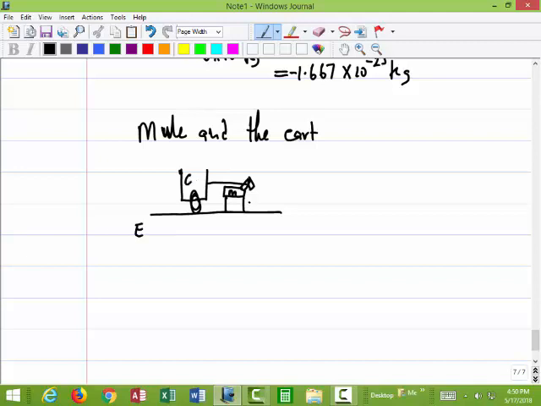So as the mule is walking, the Earth pushes on the mule. So this is the force of the Earth on the mule. In return, of course, the mule pushes on the Earth. So this is the force of the mule on the Earth. And then as the mule pulls the cat, this is the force of mule on cat. And by Newton's third law, this is the force of the cat on the mule. So I've identified the various forces.